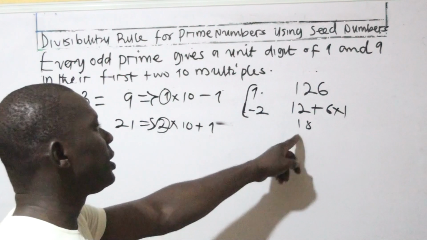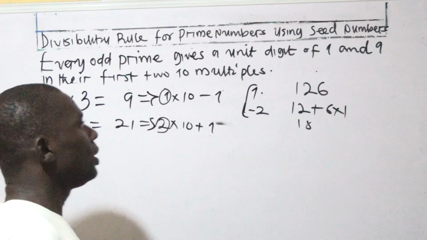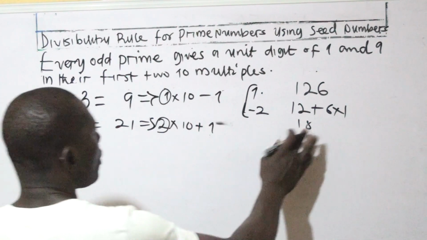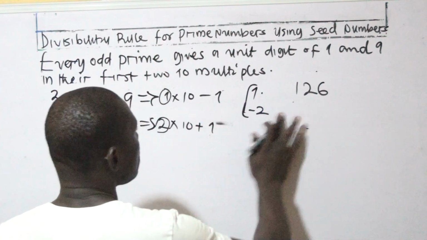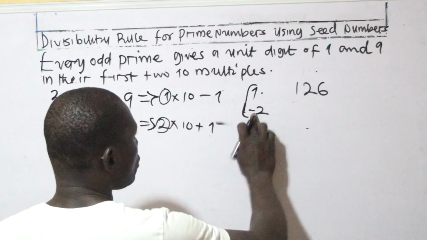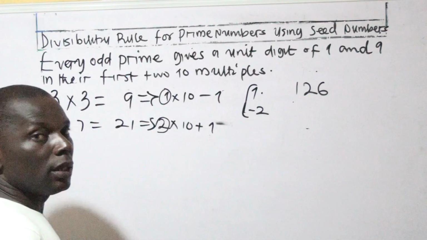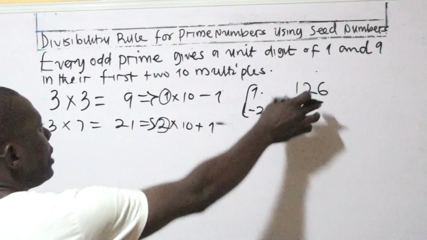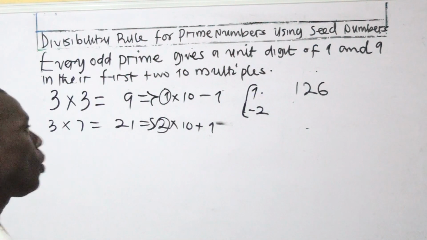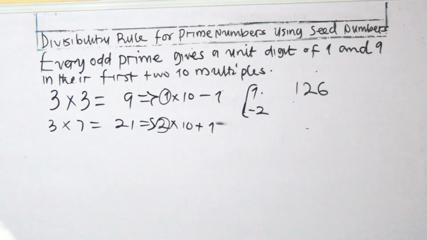It's 8 added to this 9. You see that it's divisible. Then even if we want to test it with this minus 2, this was minus 2 times 6. It's minus 12. You add it to this, it will give us 0. So that is one way of testing for divisibility rule.